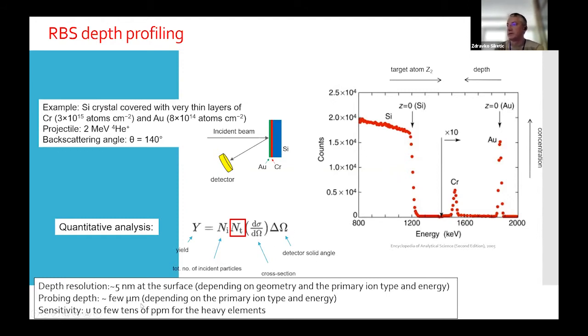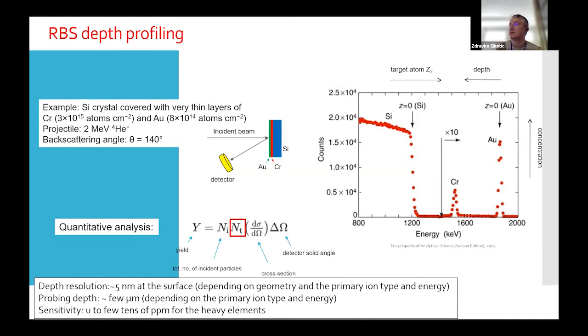Roughly, for RBS, I can tell you that it can also be used for depth profiling with a depth resolution of 5 nanometers at the surface. This depends on the geometry of the setup and the energy and mass of the primary ion beam. We can probe and depth profile films with thicknesses of a few microns, also depending on the primary ion type and energy. And the sensitivity also depends on the element and can be a few tenths of ppm for the heavy elements.